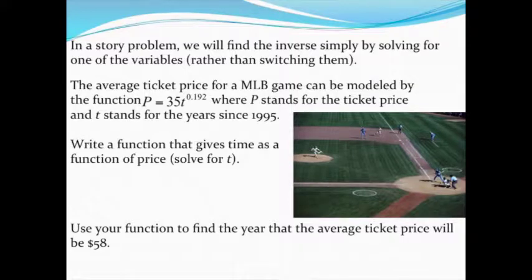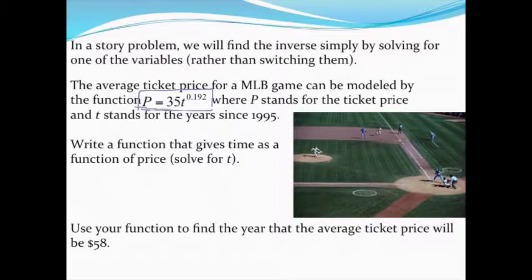In the previous video, we looked at a way to find the inverse of a function by switching our variables x and y, and then solving for y. When we're working with a story problem, we're not going to find an inverse function by switching our variables, because our variables stand for something. In this case, we're dealing with the price of a baseball ticket a certain number of years since 1995. So I can't just switch p and t around, because p means something and t means something. So instead, we'll call this finding an inverse simply by solving for our other variable.